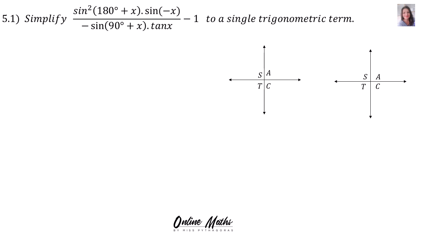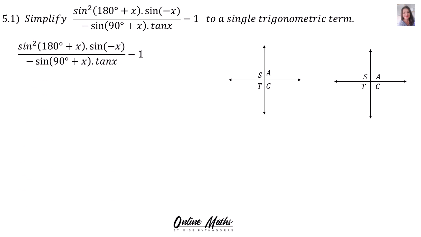5.1, simplify, and then they give you that horrible thing to a single trigonometric term. Now, our aim is to make all the angles acute angles by using reduction formula. On the first one, sin squared (180 plus x). Now, this is the 180 minus theta quadrant, and the third quadrant is the 180 plus quadrant.